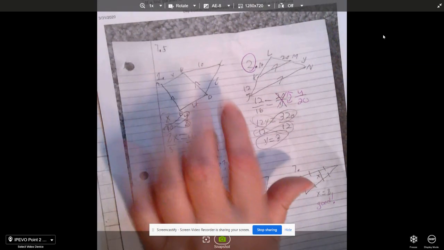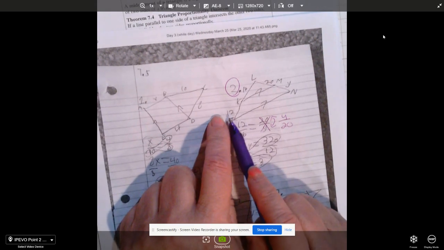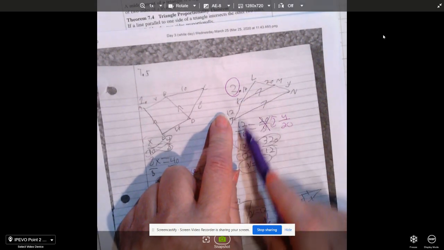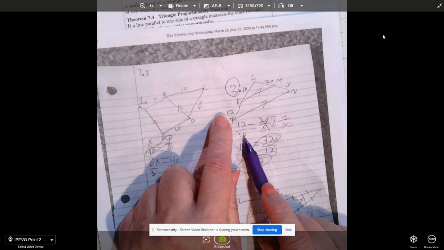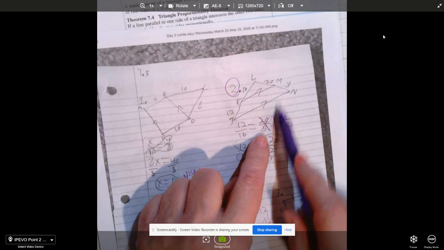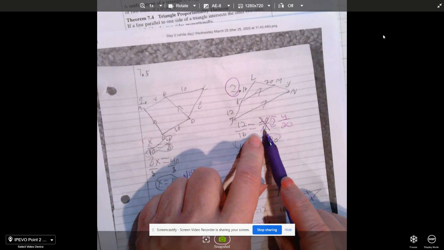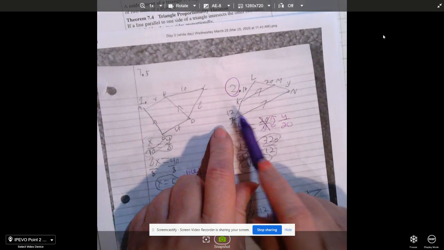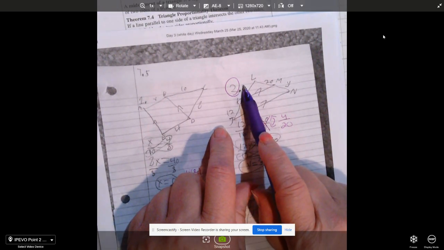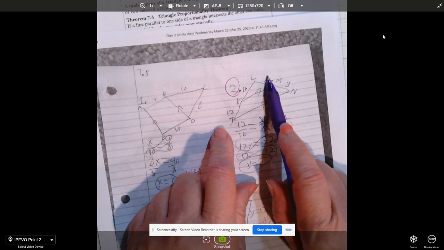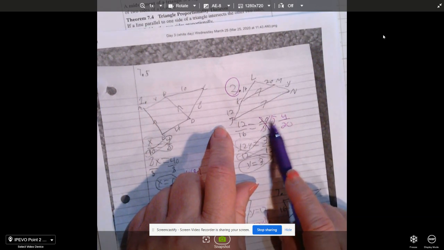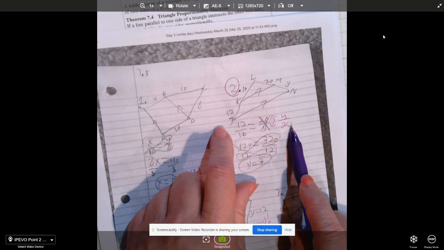So on your work, you started at the bottom of the triangle and went to the top. So you said 12 over 16, which was great. But then here you went from the top to the bottom. You wrote 20 over y. So you have to remember that if you start at the bottom and go to the top, you have to start at the bottom and go to the top on this side too. So instead of 20 over y, it should have been y over 20.